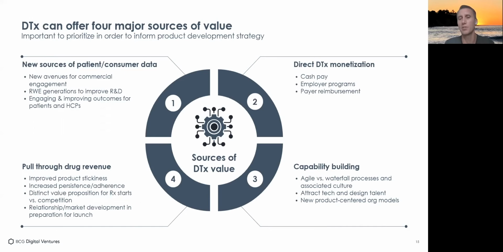And thirdly is payer reimbursement. Now, payer reimbursement to date, we're only scratching the surface. And a lot of it is due to the uncertainty around the category as a whole. There are some examples of payers providing reimbursement. They're more often linked to employer programs than just standalone.